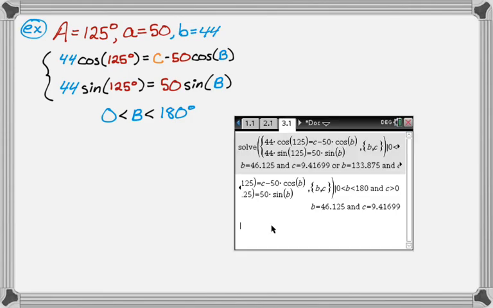The calculator, again, does the thing where it gives you an extraneous solution that you, as a human, know that you're not going to count. But the calculator, unless you give it the additional constraint, doesn't know that. So there you go. B is 46.125 and C is 9.41699. Remember, you have to solve for the additional angle. But this does most of the work for you. It's kind of neat. It allows you to avoid the ambiguous case. So it's kind of just a shortcut, maybe. I'm not really sure what I would classify this as.